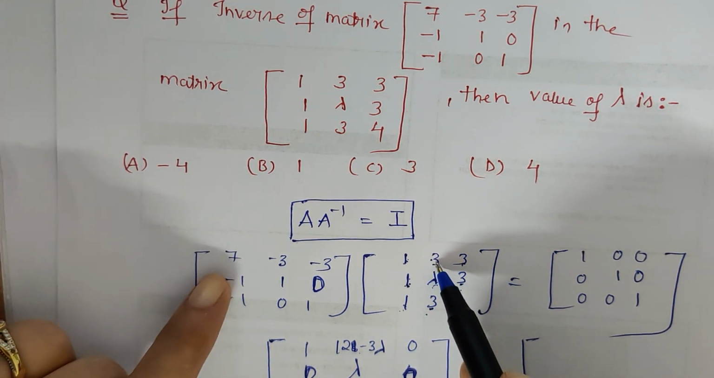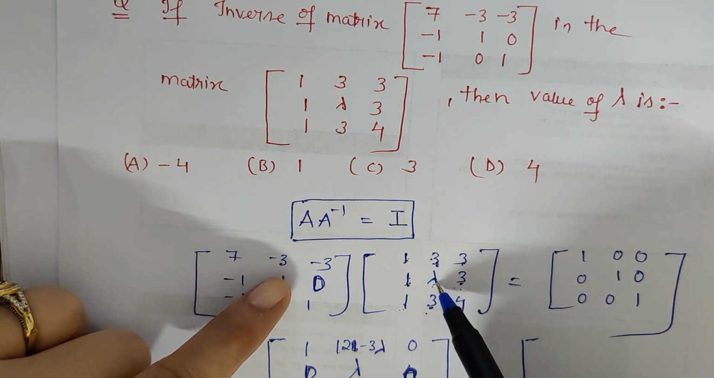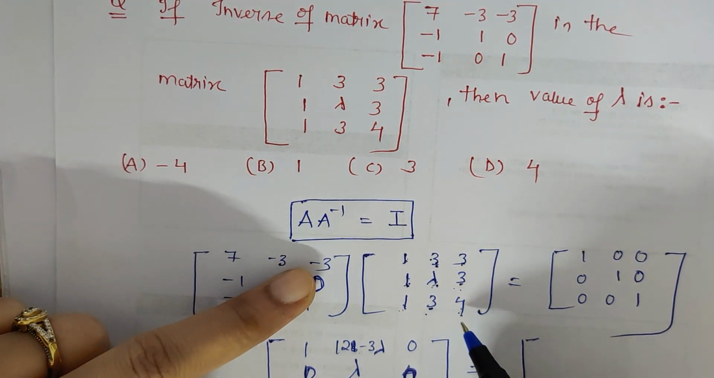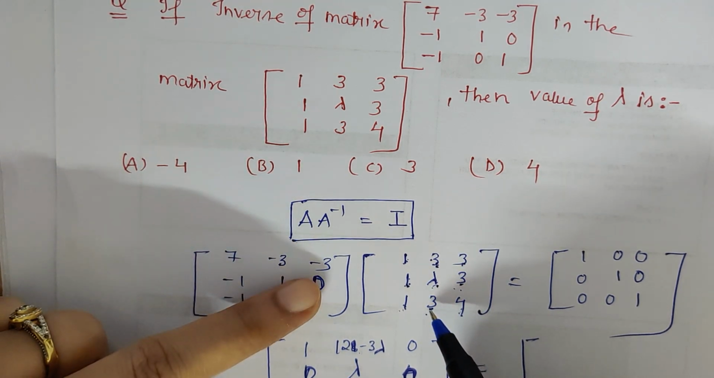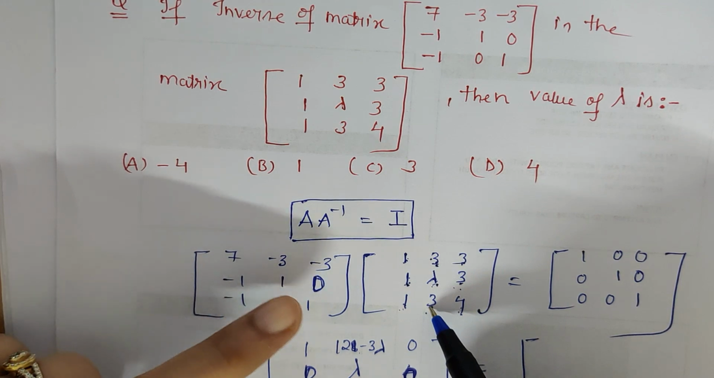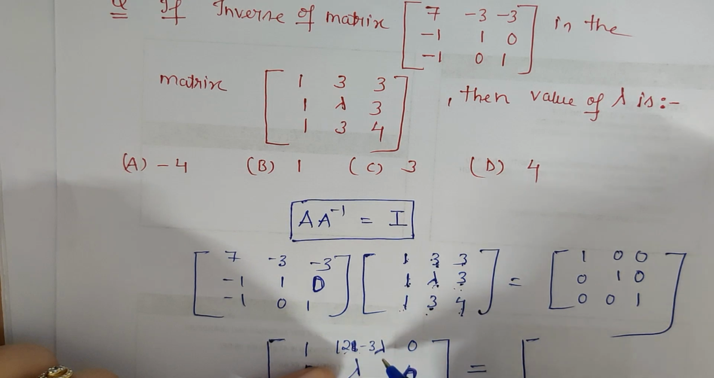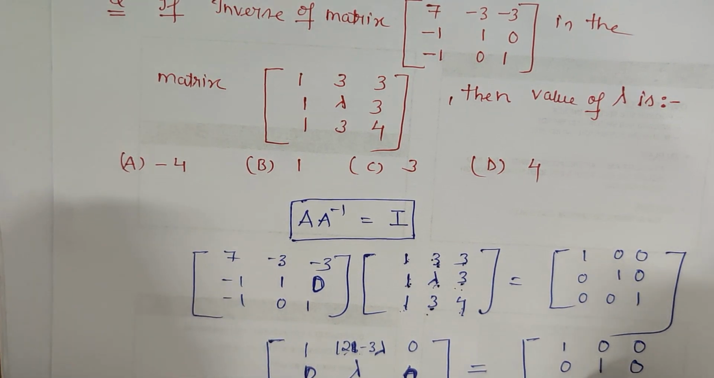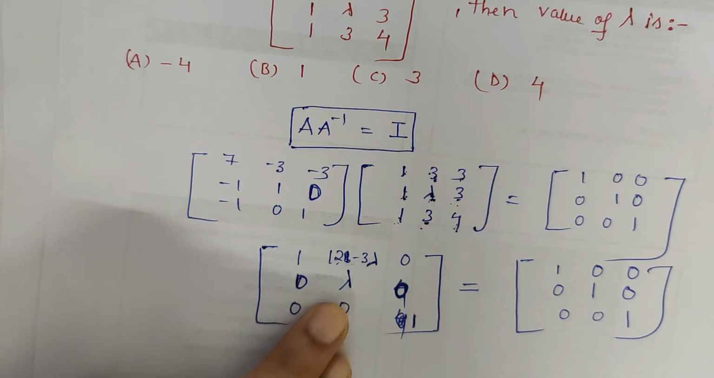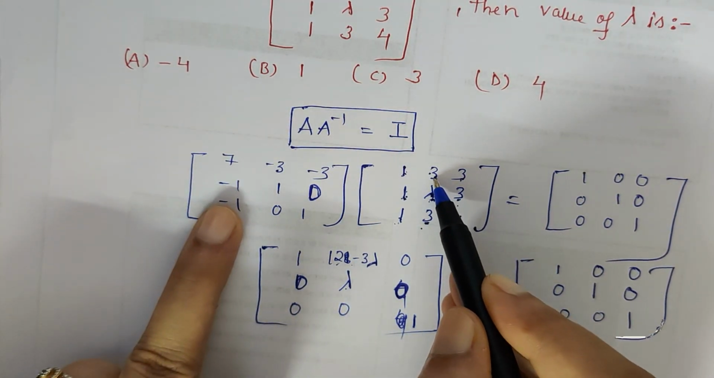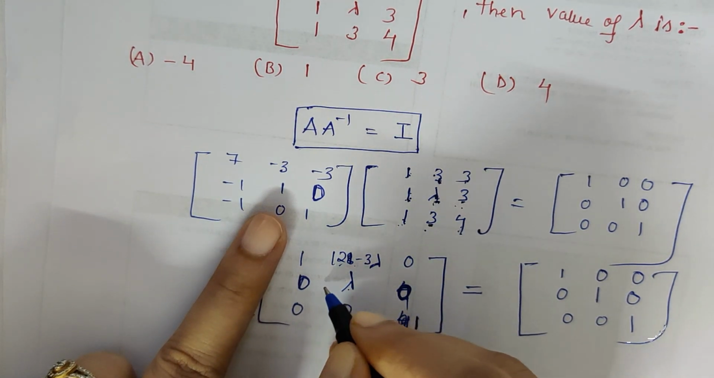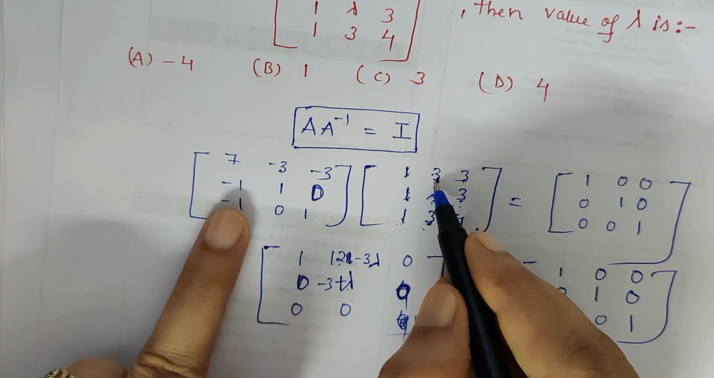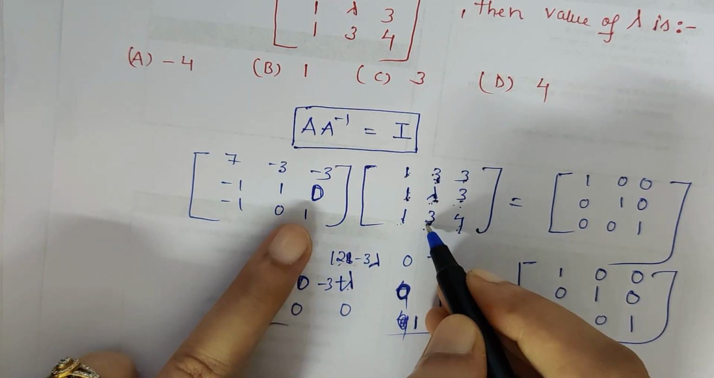Let's check. 7 times 3 is 21, and this is minus 3 lambda, and this is minus 1 times 3 is minus 3, 4 times, and this is minus 9, so I am getting 12 minus 3 lambda here, and 1 0 0, 0 1 0, and here I get 0 0 1. And here if I check this value, I get minus 3 plus lambda, so this is minus 3 plus lambda, and this is 0.